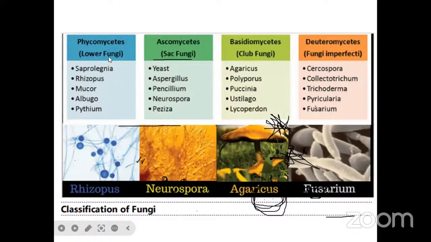Okay, as the normal classification group, you can see the Phycomycetes. The lower fungi, the Zygomycotina and Mastigomycotina, we also call Phycomycetes. Why? Phyco means algae. They have an algae-like cell wall, cellulose instead of chitin. Almost all the characters look like algae. That's why Phycomycetes. Phyco means algae, mycetes means fungi.